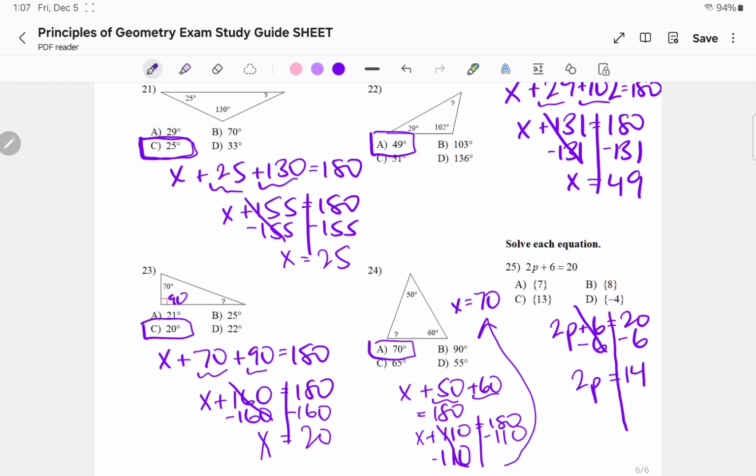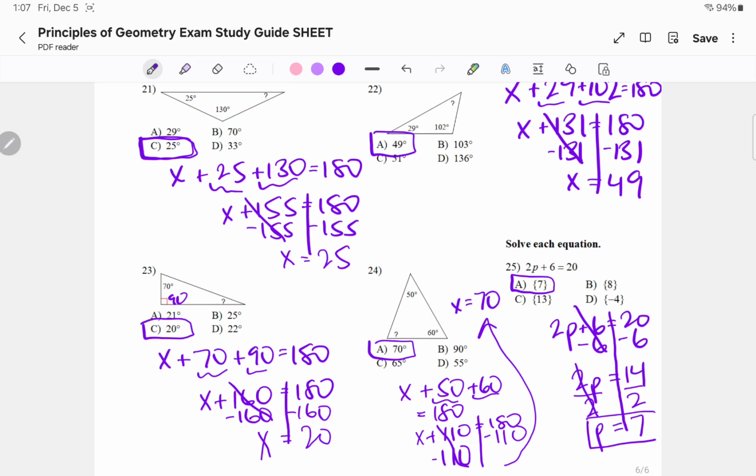Now from here, I have 2p equals 14. What do I do from here? I do the opposite again. This is saying 2 times p. The opposite of times 2 is divide by 2. And I'm going to do it to both sides. So now I've divided both sides by 2. I'm left with p, and 14 divided by 2 is 7. Use the calculator if you need to. So I have my answer. It's 7, and that's all you have to do.